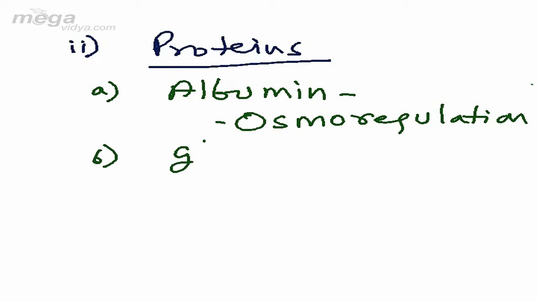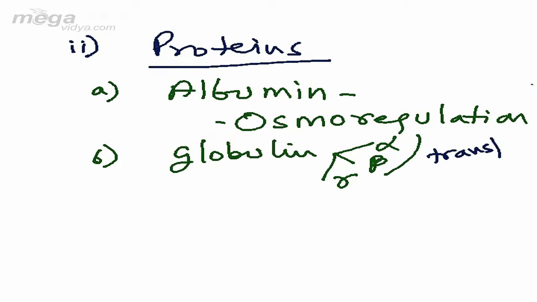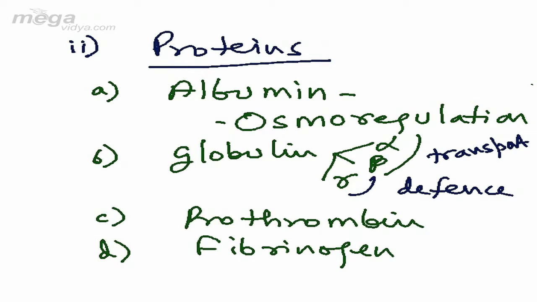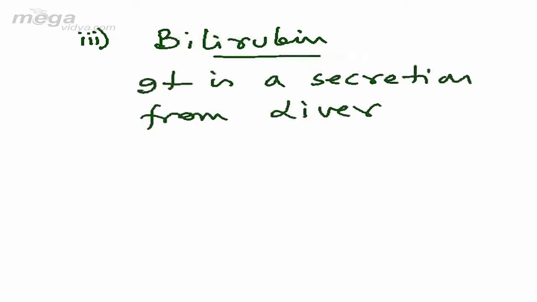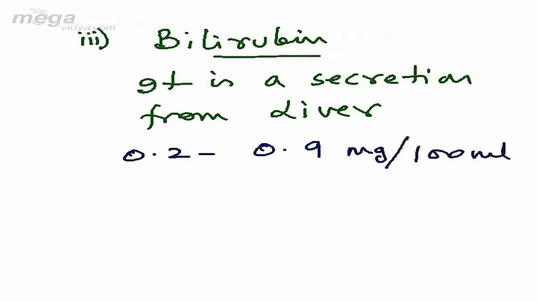Second protein in plasma is globulin. It is of 3 types, alpha, beta and gamma. Alpha and beta are needed for transport of substances, whereas gamma globulin is used for defense in the body. Third and fourth proteins are prothrombin and fibrinogen. Both of them are needed for blood clotting. Another organic substance present in blood is bilirubin. It is a secretion from liver and its normal level is 0.2 to 0.9 milligram per 100 ml.